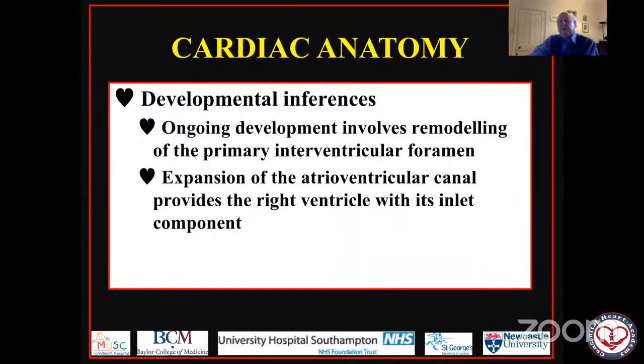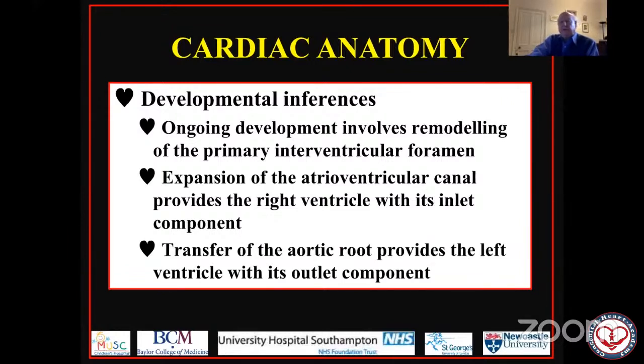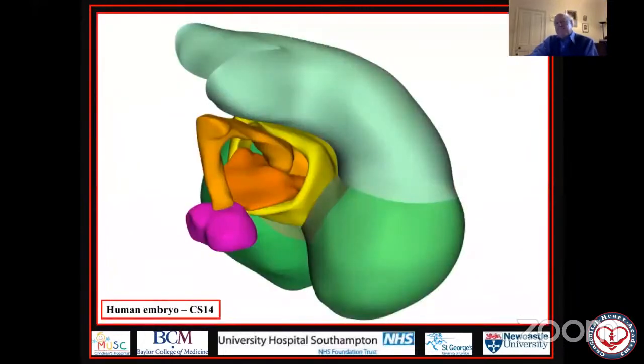So we can now make further inferences because during ongoing development, there is remodeling of that primary interventricular foramen. We've also looked at that, and we know it is expansion of the atrioventricular canal that gives the right ventricle its inlet, and then it is transfer of the aortic root that provides the left ventricle with its outlet. So let's look at that again.